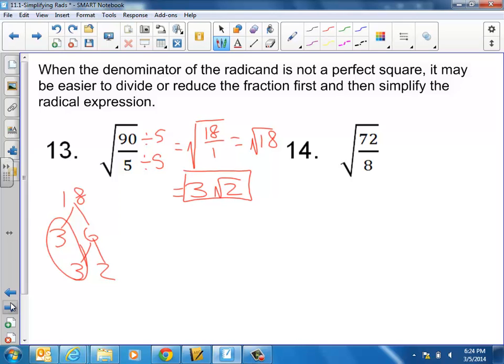Last one, 72 and 8, both are multiples of 8. So we'll divide by 8 to get the square root of 9 over 1, which simplifies to the square root of 9. That's easy enough, just comes out to be 3.